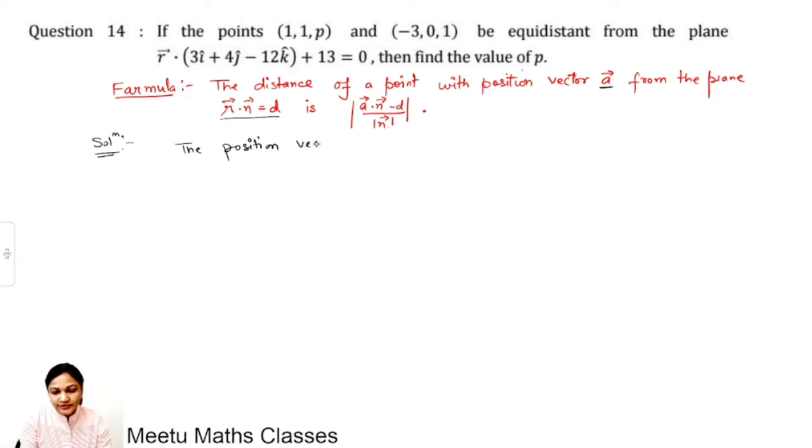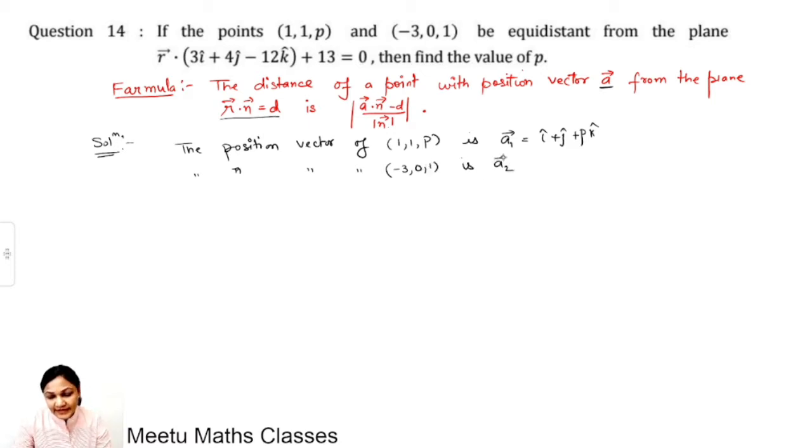the point (1, 1, p) is, let us say, A1 equals i plus j plus pk. And the position vector of the other point (-3, 0, 1) is, let us say, A2 vector, that is minus 3i plus 0j plus k. Now according to the question, these two points A1 and A2 are equidistant from this plane.